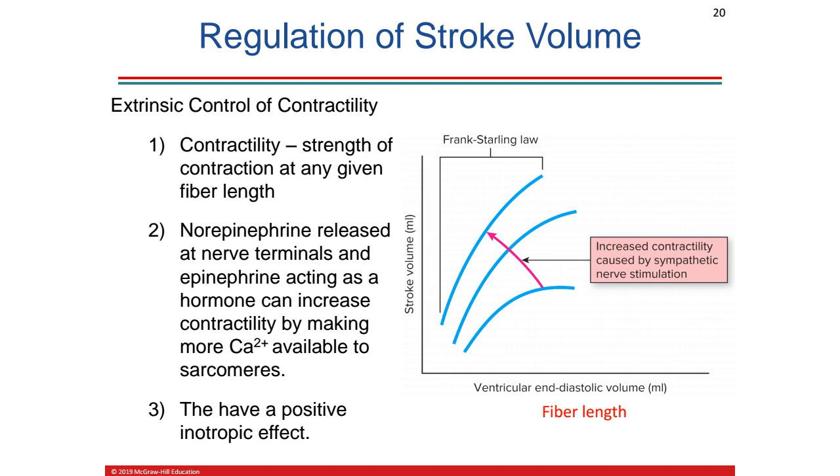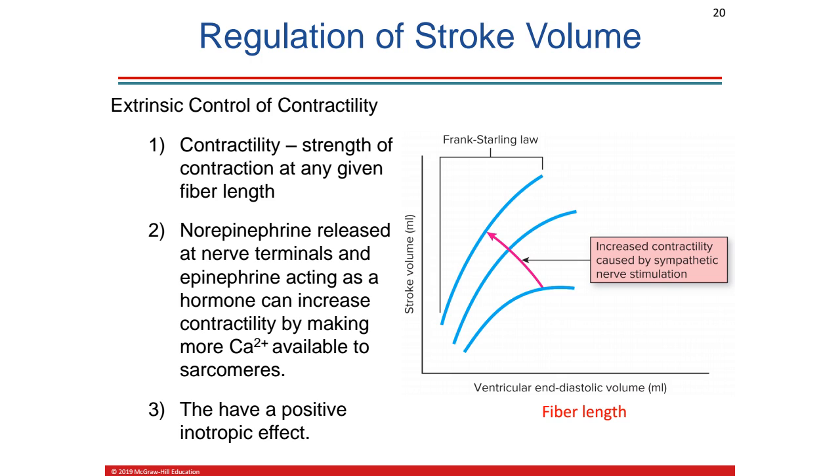Let's take a look at this graph. So we have on the x-axis ventricular end diastolic volume. Remember, as we increase the ventricular end diastolic volume, we increase the fiber length. We're stretching the fibers more. And then the y-axis, we see stroke volume. You can think of stroke volume, obviously, as the amount of blood that's ejected per heartbeat, but it also can substitute in for contractility of the heart, because for a given fiber length, if we have a larger stroke volume, that means that there was a greater contractility of the heart.